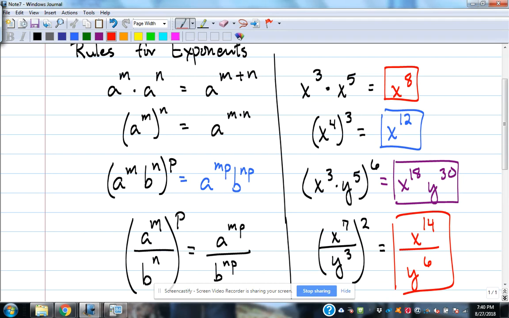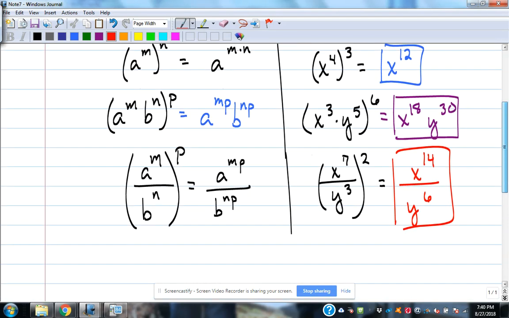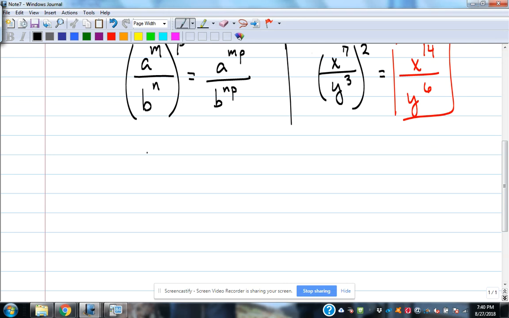Some basic examples is what I'm doing here. Some basic examples of those rules. All right, one more rule, and then we'll get to some real problems.